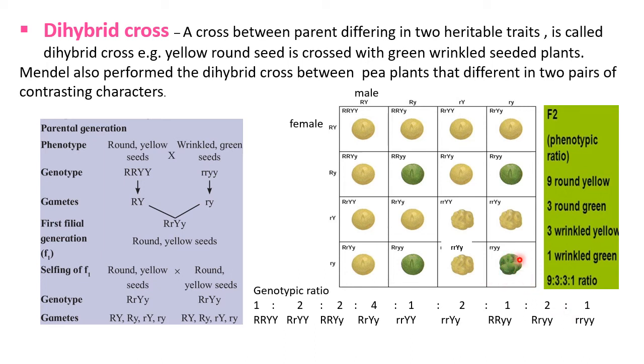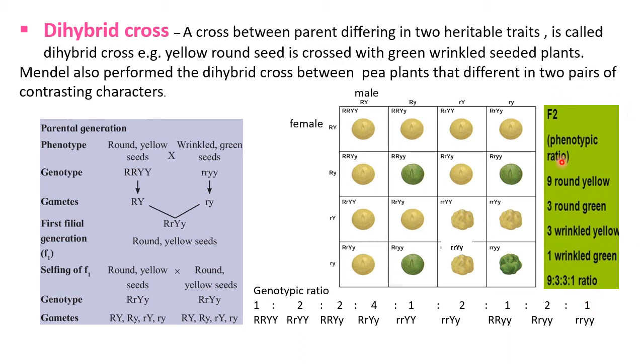So in this way a total of 16 genotypic combinations are produced, and the genotypic ratio is 1 as to 2 as to 2 as to 4 as to 1 as to 2 as to 1 as to 2 and as to 1. So it is called the genotypic ratio. And now we will see the phenotypic ratio.